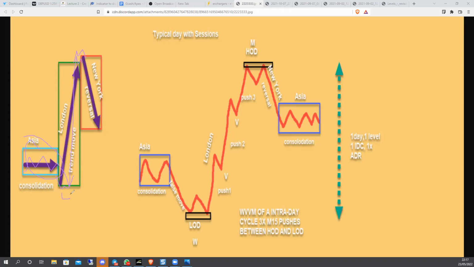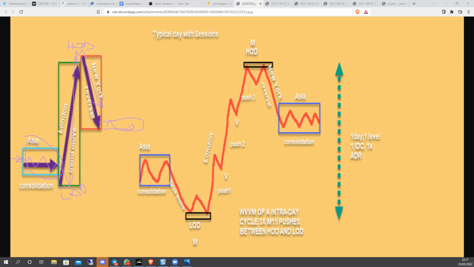So this would be our low of the day and our high of the day up here, our HOD. And then we finished the day in New York with a retracement back into the end of the day, and then sideways movement back into Asia to start this whole process off again. So yeah, that could be a typical day in the market.